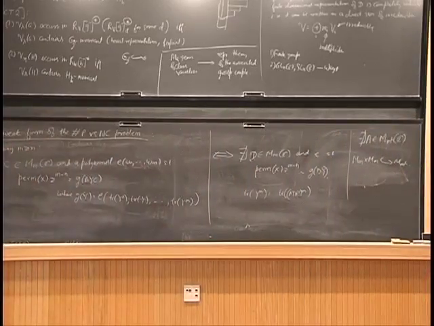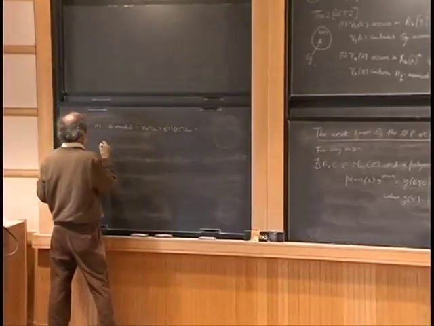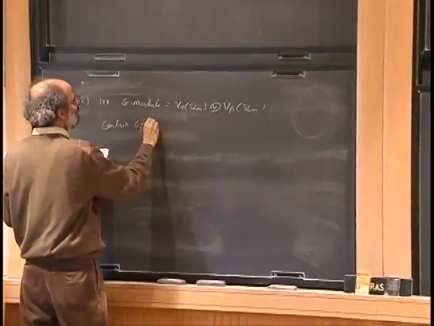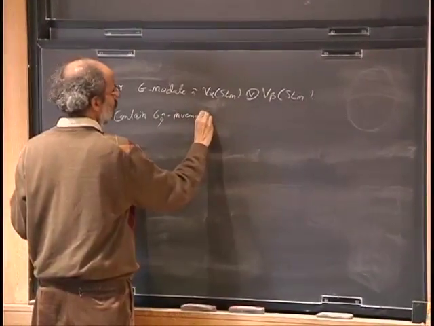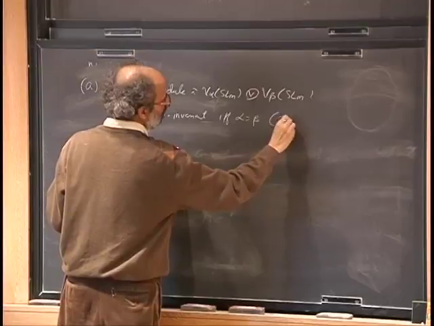So now the point is that the irreducible G modules are now of the form V alpha SLM tensor V beta SLM, and this contains a G hat invariant by Schur's lemma if and only if alpha is equal to beta, by Schur's lemma.